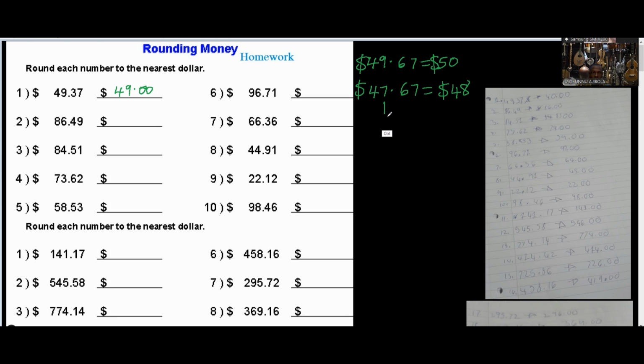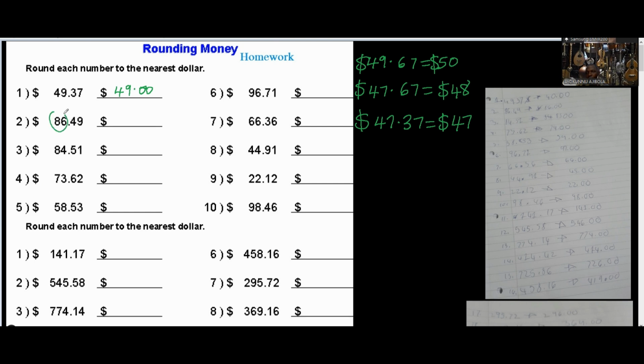But if what we had initially was 47.37, so the 3 is not going to affect the 7, then our answer is going to remain 47. Like the one that we had was 49.37. So the 3 is not up to 5. It cannot affect the 9. So definitely we stop at the 49. So that's to the nearest whole number or to the nearest currency.